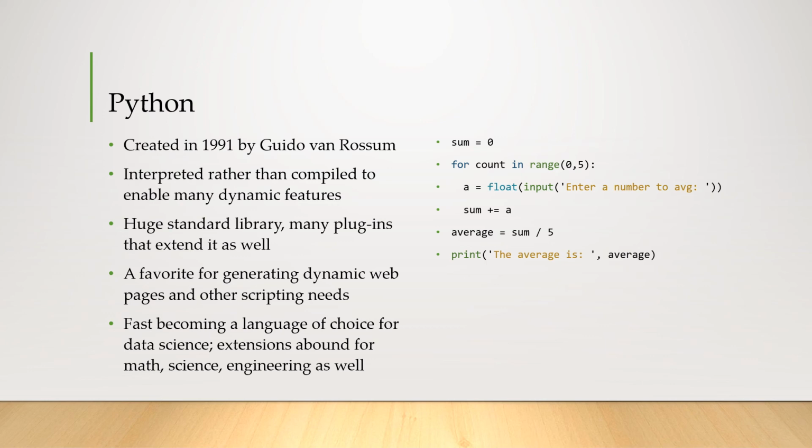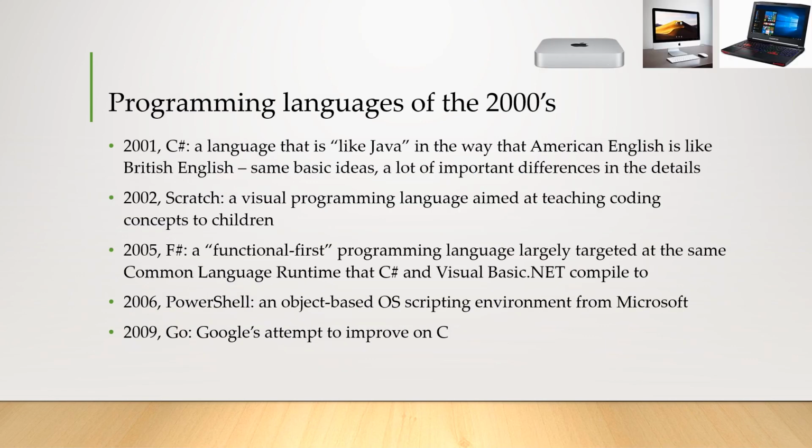Modern Python has the same plus equals operator that C++ does, so sum plus equals A, and then average equals sum over 5, and then you print the average is, comma, average. Real simple, generally pretty readable, and once you get the hang of the language, not too hard to do.